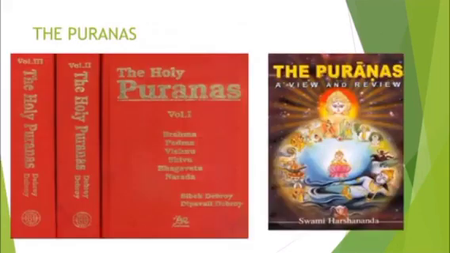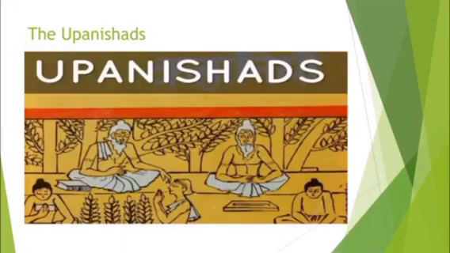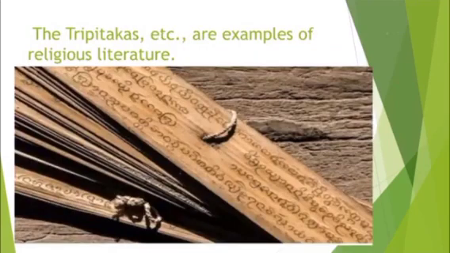The Puranas, the Vedas, the Upanishads, the Tripitakas, etc. are examples of religious literature. Now let me explain what is meant by religious literature. Religious literature is mostly religious in nature and does not contain definite date for events and kings.